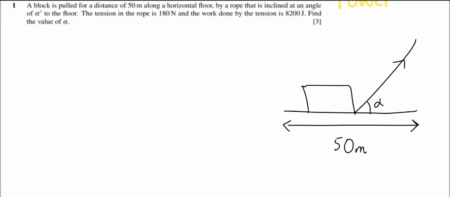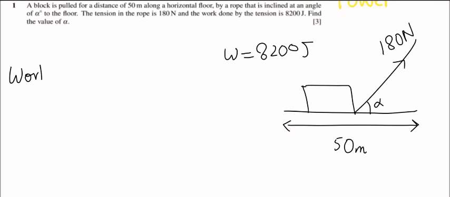They say the tension in the rope is 180 newtons. So we know that the tension in this rope is 180 newtons, and the work done by the tension is 8200 joules, and we have to find this angle alpha. Now let's see first what work is. Work done is basically force times distance, right?